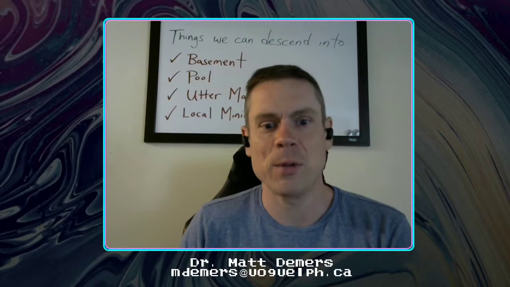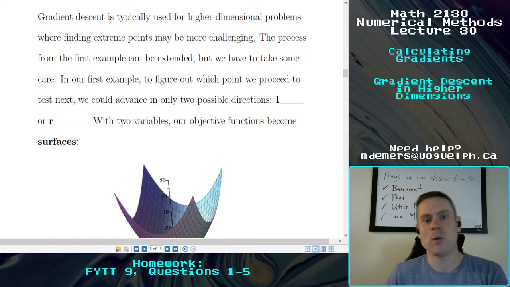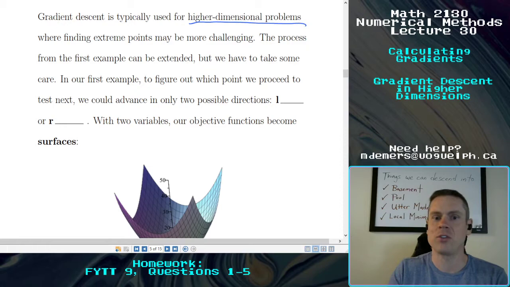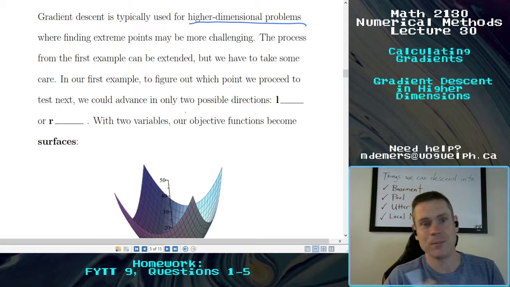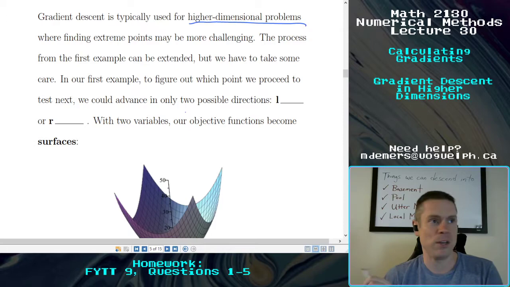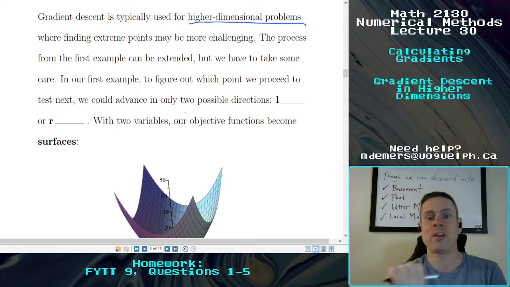We are talking about gradient descent, which is usually used for higher dimensional problems, and finding extreme points in that case can be very, very challenging. The process from the first example that we talked about, I introduced that for a reason. I introduced it because I think it's easy to see how it works. If the function's moving downward, we need to move forward to get closer to the minimum point. If it's moving upward, it's moving away from the minimum point, so we have to step backward. Makes a lot of sense.